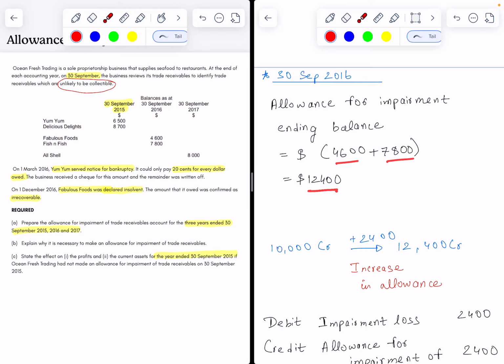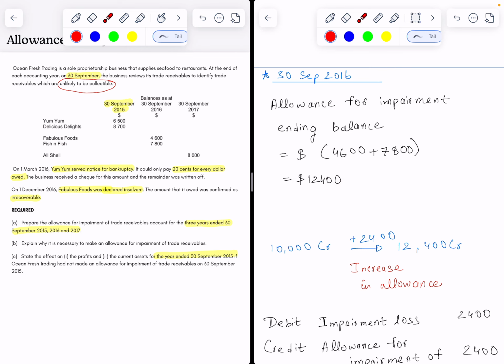Because we know it's not 100% confirmed that these people can pay us, and there is a significant amount of uncertainty involved with collecting this amount from these credit customers, we will transfer this amount to the allowance for impairment of trade receivables account at 30 September 2016. All right? And the total amount is $12,400, which is what should be the ending balance for the allowance for impairment of trade receivables at 30 September 2016. Okay?